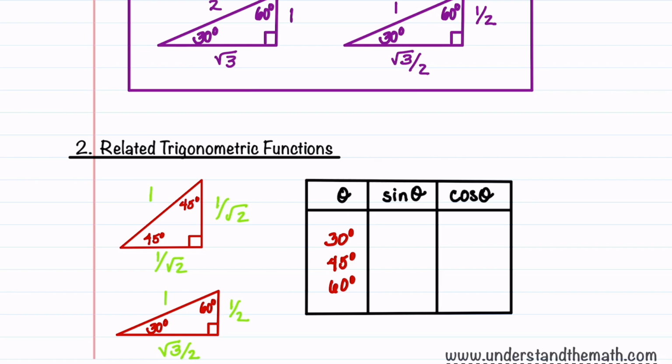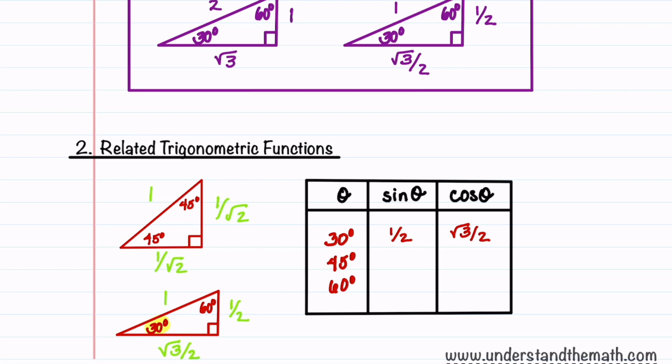Let's now fill in the values for sine and cosine for the special angles 30, 45, and 60 degrees. We'll begin with the 30 degrees, and let's highlight 30 degrees. The sine of 30 degrees is going to be the opposite over the hypotenuse, so that's going to be 1/2. The cosine is the adjacent over the hypotenuse, so that's root 3 over 2.